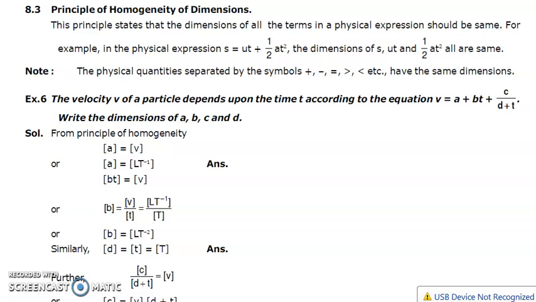My name is Shubham and today we'll be continuing with the next topic for the chapter units and dimensions, that is principle of homogeneity of dimensions. As we have discussed in the previous video, an equation, let's say s is equal to ut plus half at square, is there.